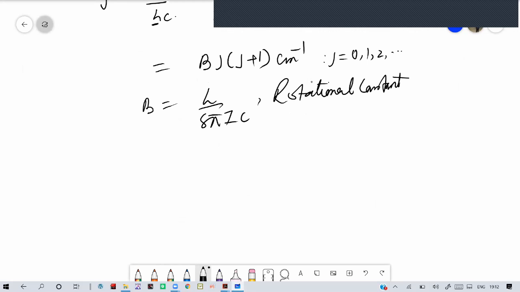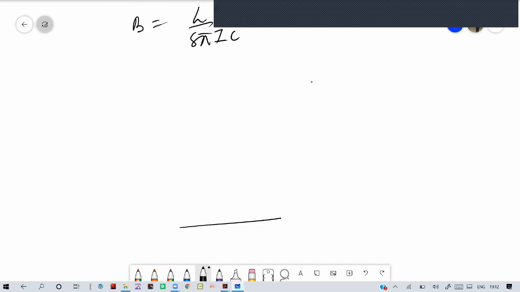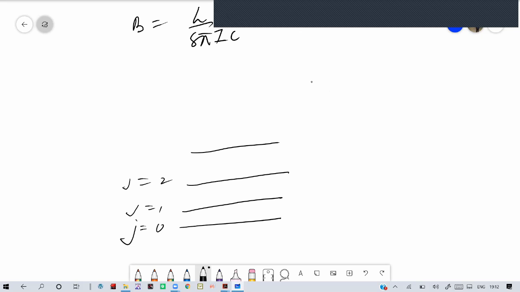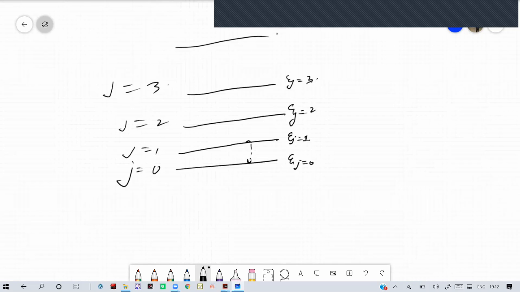So I can draw the energy level diagram for this. J equal to 0, J equal to 1, J equal to 2, J equal to 3, similarly 4, 5. As you go on, it increases actually. And to find the distance: this is E_J equal to 0, this is E_J equal to 1, E_J equal to 2, E_J equal to 3. Energy is like this.